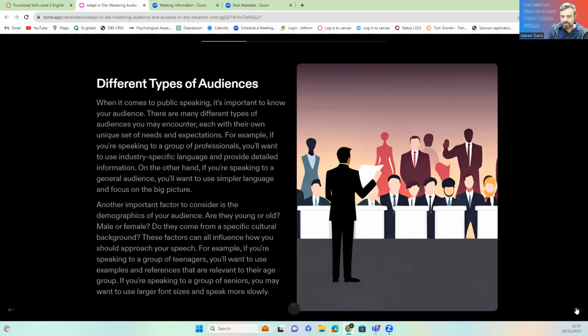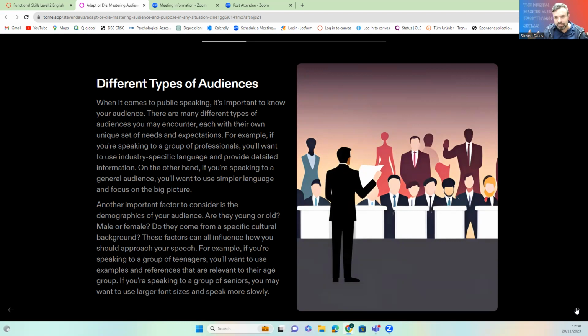Remember, there are different types of audiences. And again, we've covered this. We won't cover this too much. But when it comes to public speaking, it's important to know your audience. Knowing that different audiences can encounter a unique set of circumstances, understand their needs and expectations. For example, if you're speaking to a group of professionals, you'll want to use industry language, as we just spoke about. And on the other hand, if you're speaking to a general audience, you're going to avoid that. You've got to focus on the big picture. Another important factor to consider is the demographics of your audience. So how old they are, whether they're male or female, do they come with specific cultural backgrounds?